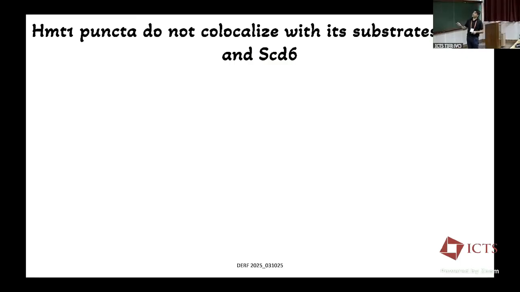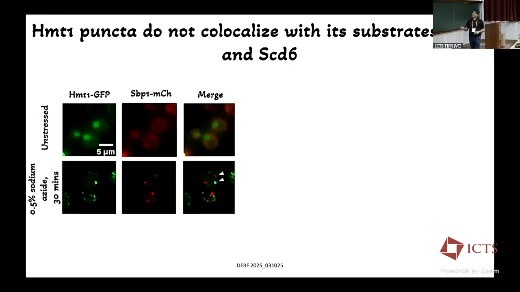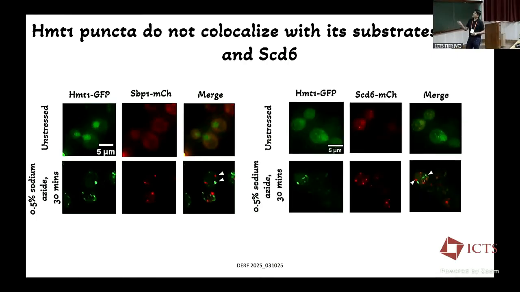We looked at two different substrates of HMT1, which we have characterized in our lab, that do get methylated by HMT1. They undergo monomethylation and dimethylation: SBP1 and SCD6. And what we again observed, where green is the HMT1 strain, and we are expressing these proteins on a plasmid, is that neither SBP1 nor SCD6 puncta seem to co-localize with these HMT1 puncta that come up in response to stress, right? So that was a bit of a disappointment, because that hypothesis goes out of the window. These puncta are unlikely to be sites of methylation, because we pretty much do not see any co-localization with either condensates in general or with the two specific substrates that we have looked at.